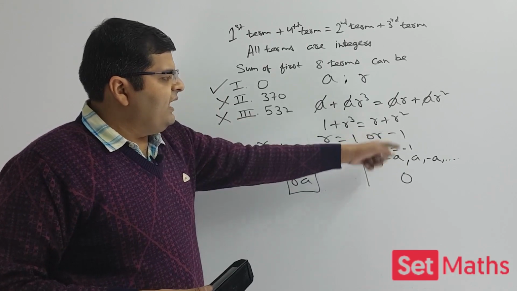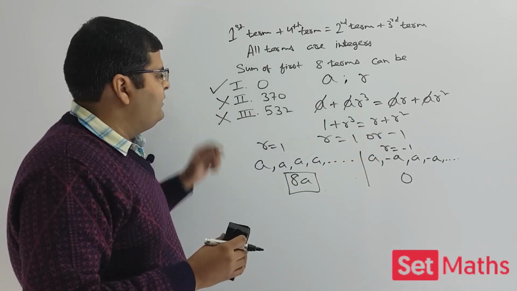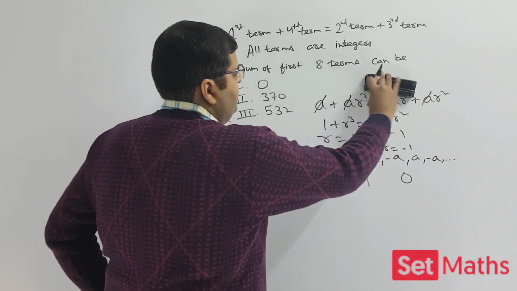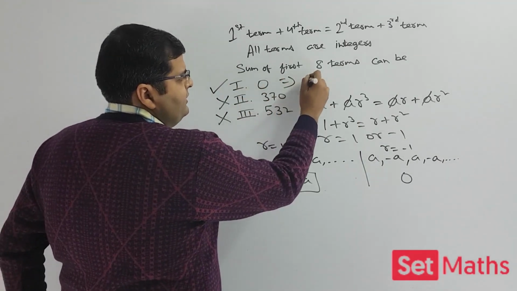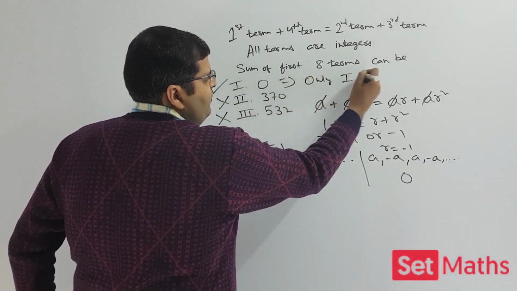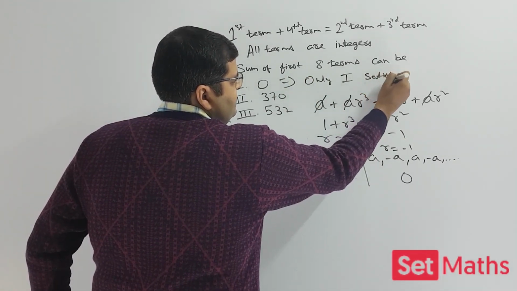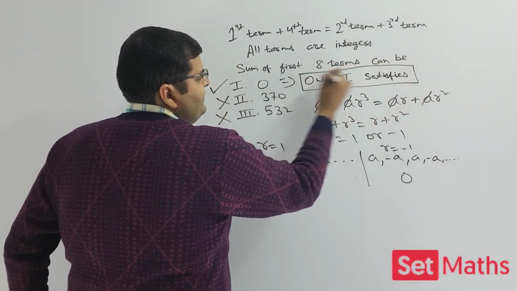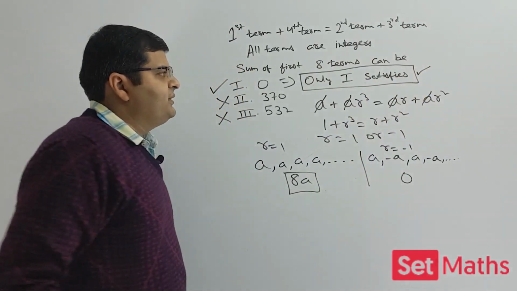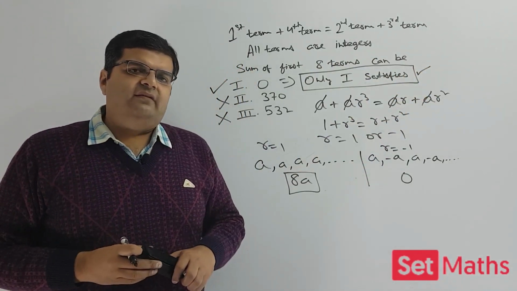0 can be there when r is equal to minus 1. So only the first option can be correct. Only one satisfies. Alright, that is the correct answer option. Okay, that is how we solve this question.